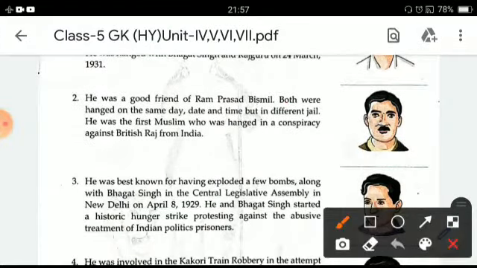Second one is, he was a good friend of Ram Prasad Bismil. Both were hanged on the same day, date and time, but in different jails. He was the first Muslim who was hanged in conspiracy against British Raj from India. He is Ashfaqulla Khan.